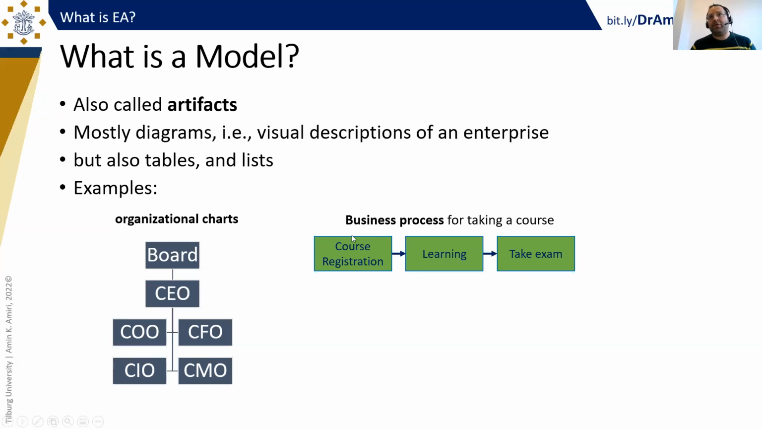You may also be familiar with business processes. For example, this is a business process for taking a course. First, you need to register for a course, then you need to learn materials, and afterwards you need to take exams. So there are several steps. There is a beginning and there is an end. This is called a business process, and this is a visual description of a business process for taking a course.